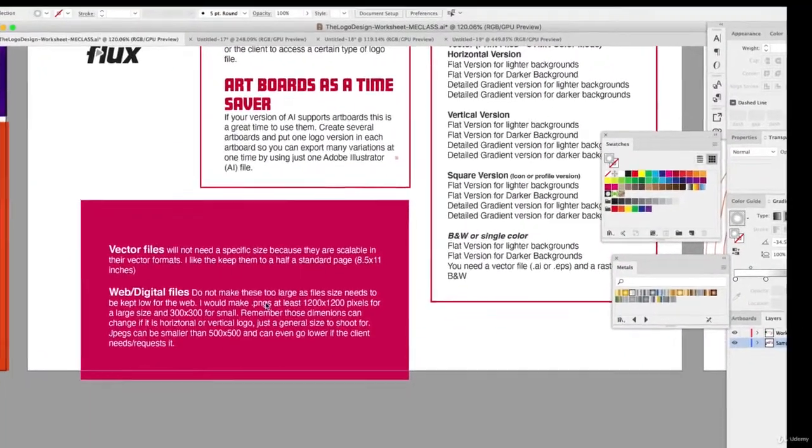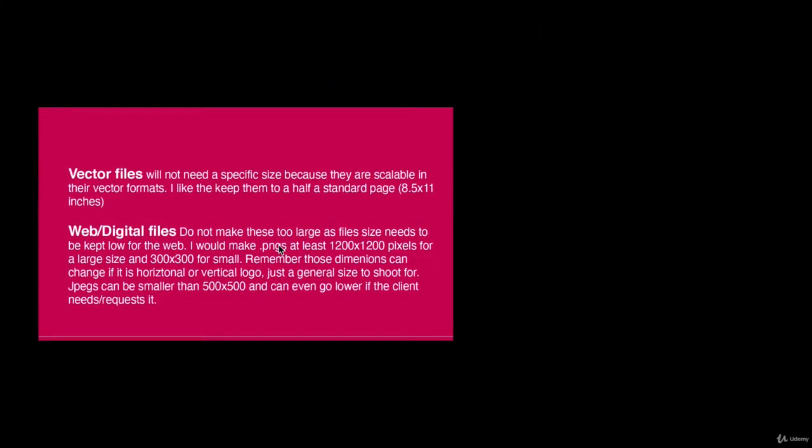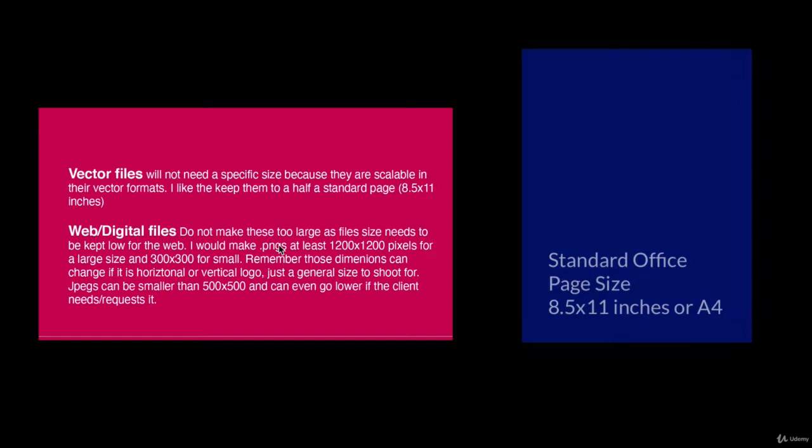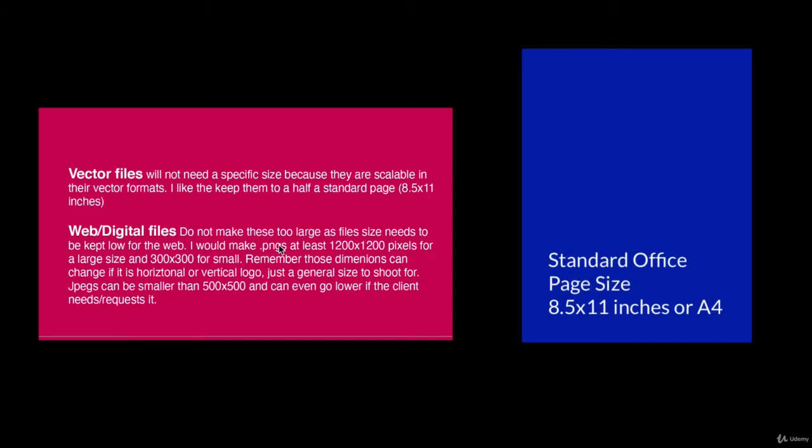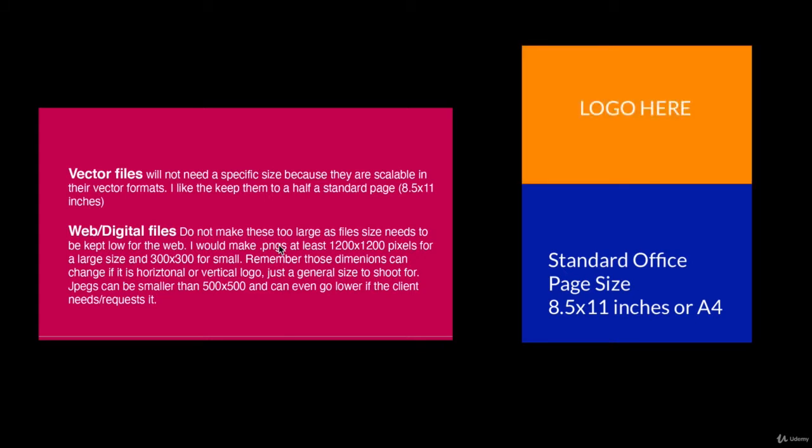So how big do I make these file sizes? For vector files, there's not really a specific size because they're all scalable in their vector formats. So I like to keep them in a standard page size. If I put a logo on an 8.5 by 11 inch, I like to do a half a page. So I can create an artboard that's a bunch of half page sizes and export that way. This is more of a standard size, but it's not a required size because it's scalable, it's vector, it could be scaled up and down. So the file size is not quite as important with vector files.